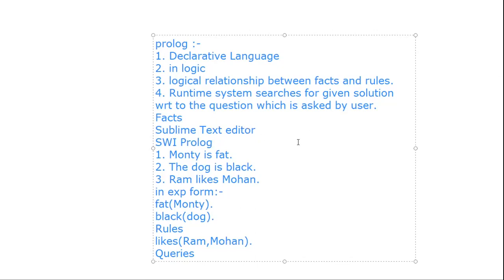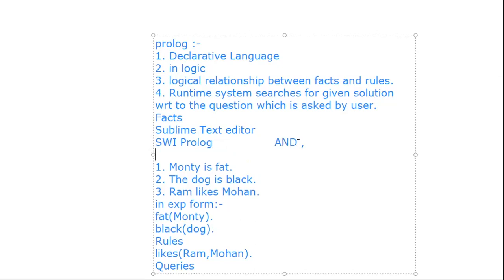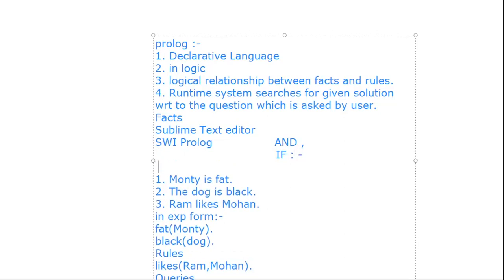Before starting this, there are certain syntaxes that we in general use. Suppose we have to use and somewhere. So for and we use this comma, and if we are using if and only if, so for if we have colon and then hyphen, and then next is or.